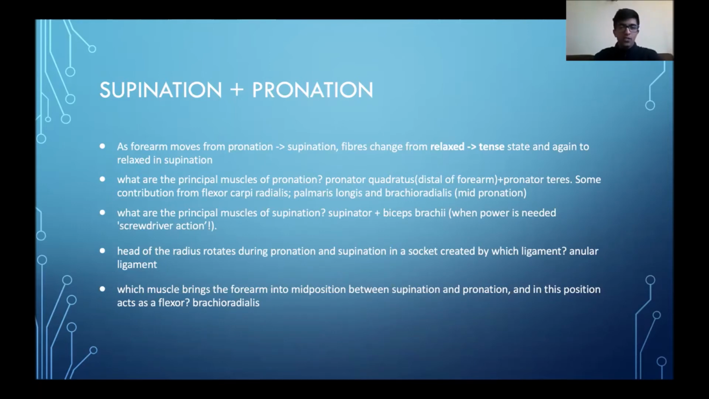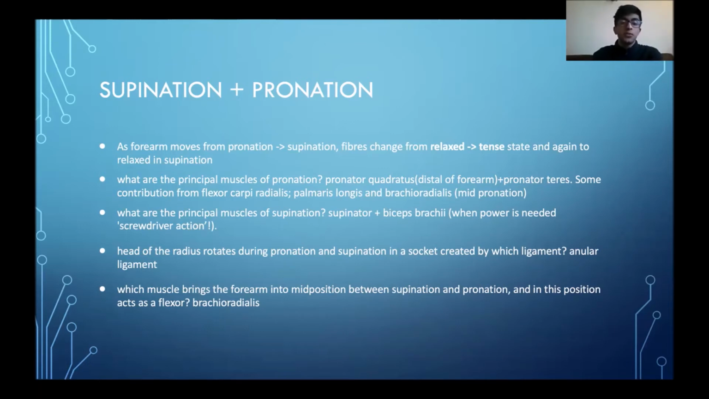The principal muscles of pronation are the following: pronator quadratus, which makes sense, and pronator teres. These are easy to remember because it's 2 muscles, and they both have pronator in the name. But you also have some contribution from flexor carpi radialis, which makes sense because if you think about insertion and origin, when you search it up, it will make sense. Then you also have minor contribution from palmaris longus and brachioradialis. Main ones to remember are pronator quadratus and pronator teres, because pronator is in the name.